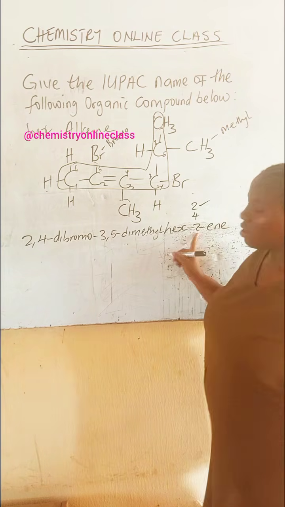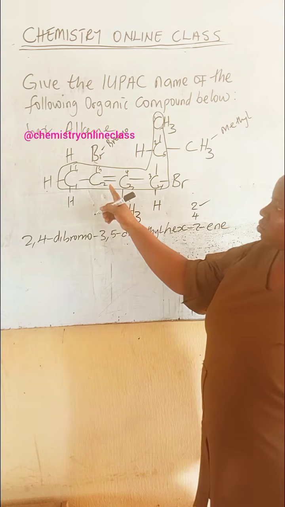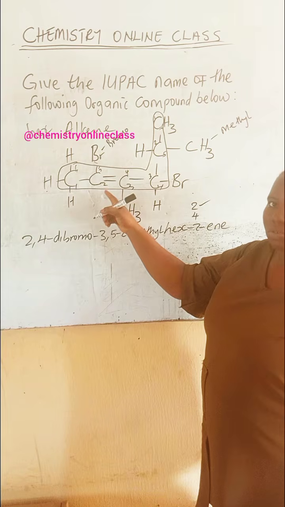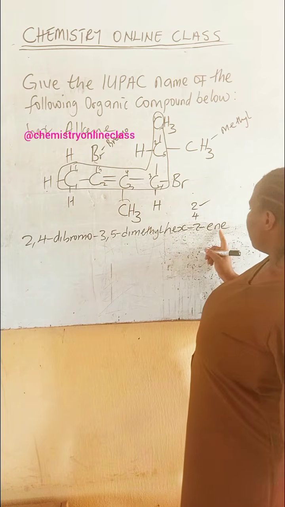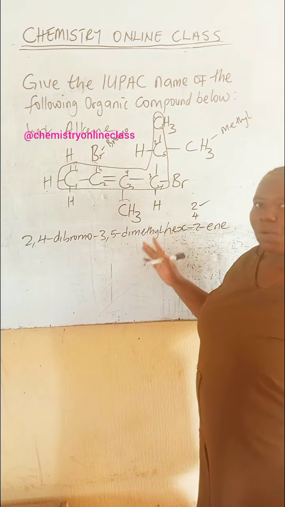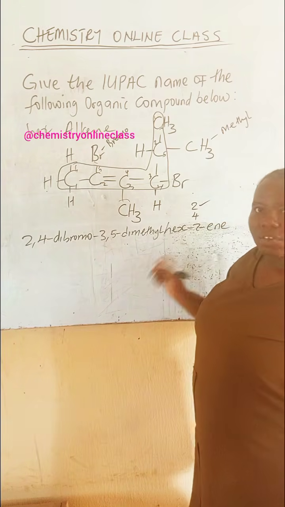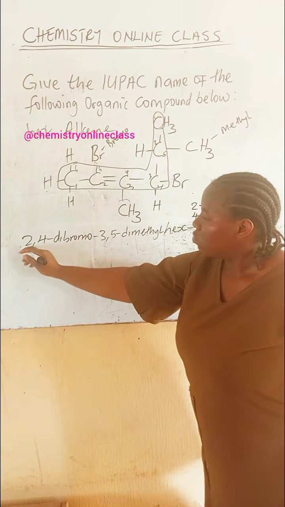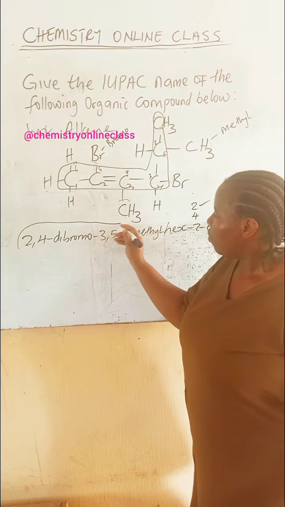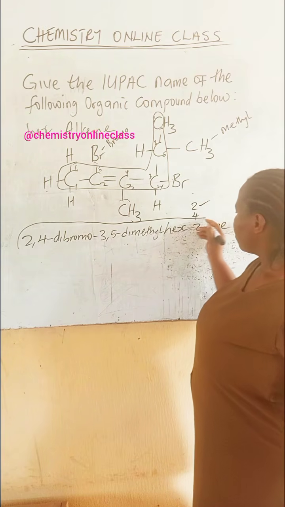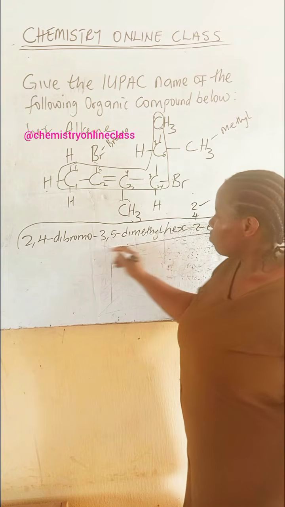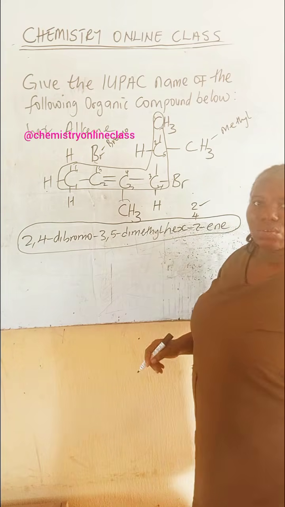So we have hex-2-ene. This 2 means that the functional group is at carbon number 2, and this ENE means that this particular compound belongs to what? Alkene. So the name of this compound is going to be 2,4-dibromo-3,5-dimethylhex-2-ene. See you in my next video.